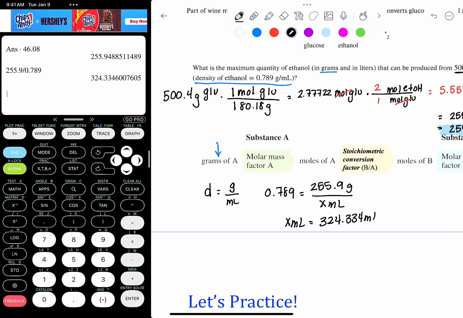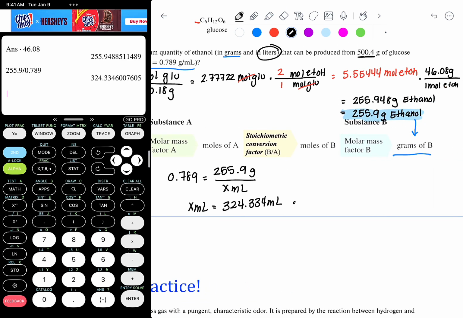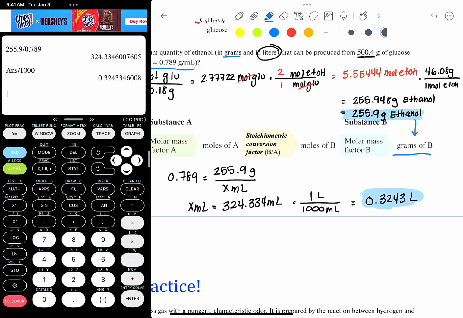324.334 milliliters, and the problem specified that it wants it in liters. So we have to remember that in 1 liter there's 1,000 milliliters, so we're going to divide that value by 1,000, and we get 0.3243 liters with sig figs. So that's our final answer.